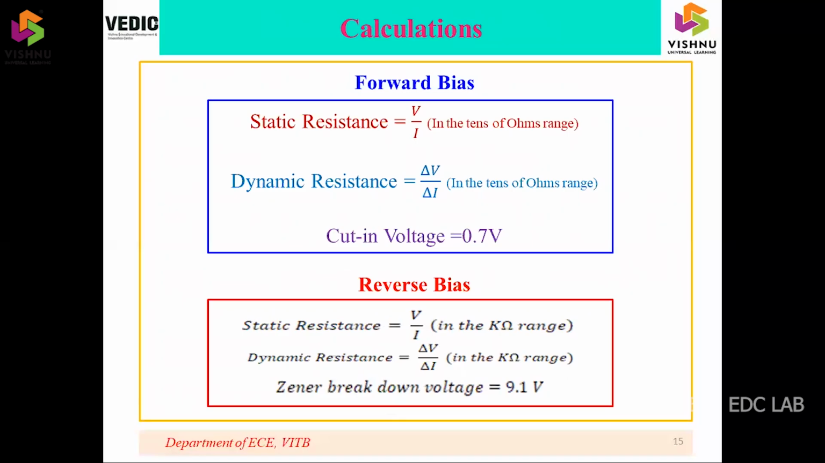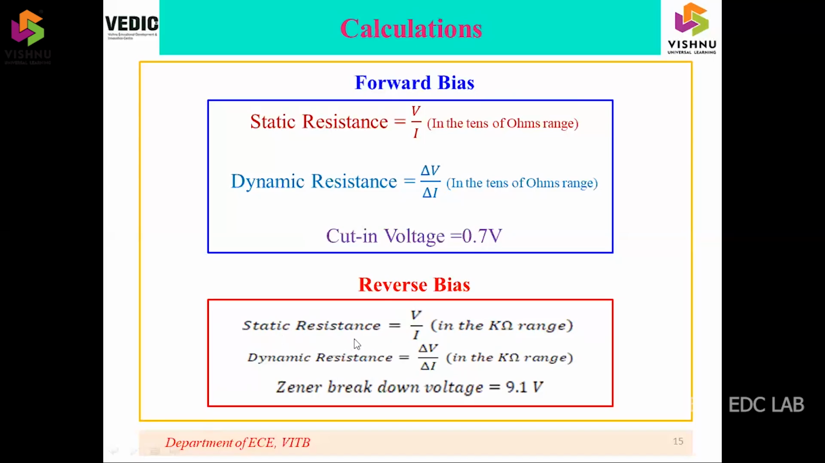And coming to the calculations, I already told static resistance is the voltage at a particular point, meaning select one operating point on the forward characteristics; the corresponding voltage and current give the static resistance. This static resistance is in tens of ohms. Dynamic resistance means selecting two points close to each other, and the corresponding change in voltage and change in current gives the dynamic resistance, and it is also in the tens of ohms range. And the cut-in voltage is slightly greater than that of the normal diode, which is 0.7 volts. Coming to reverse bias, for reverse bias also we need to calculate static and dynamic resistances.